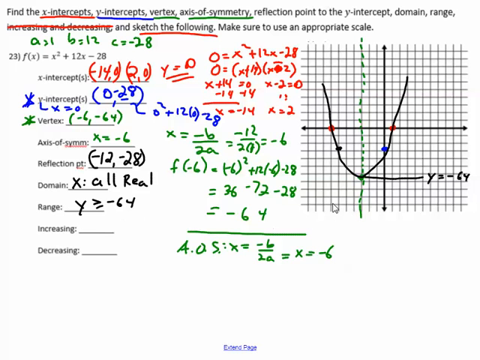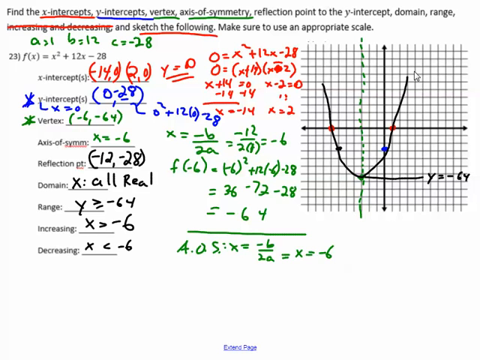Where is it increasing? It's increasing from my axis of symmetry to the right, so any values x greater than negative 6, my axis of symmetry. Decreasing would be over here, all the way up to this point at x equals negative 6. So really x is less than negative 6. All these values over here are where the function is decreasing, and all these over here are where the function is increasing.